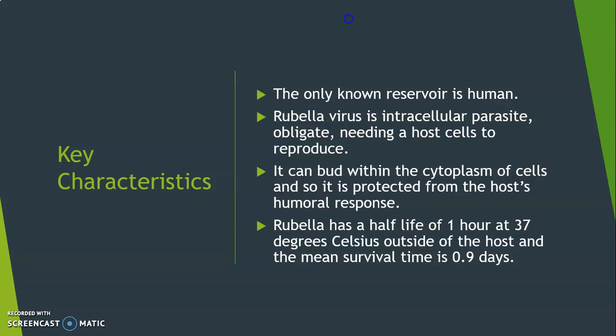Rubella virus is an obligate intracellular parasite, needing a host cell to reproduce. It cannot reproduce by itself. It can bud within the cytoplasm of cells, so it is protected from the host's humoral response. It has a half-life of an hour at 37 degrees Celsius outside of the host, and the mean survival time is 0.9 days.